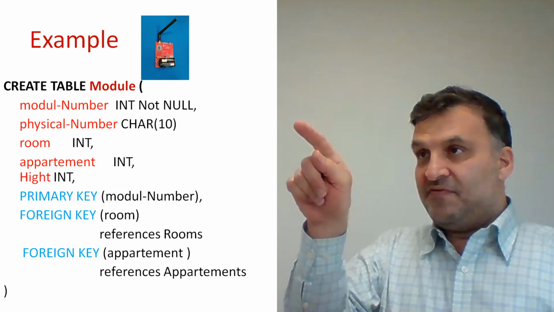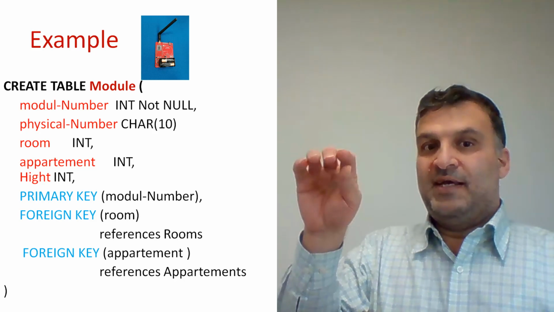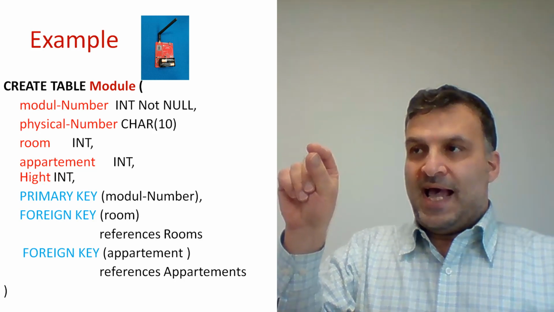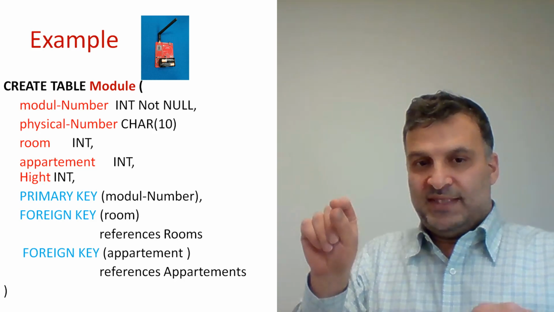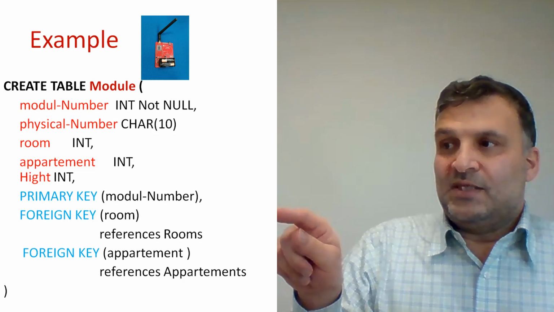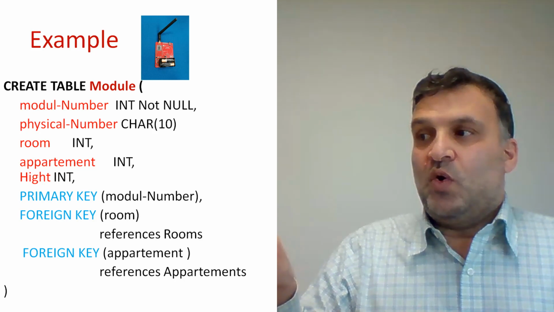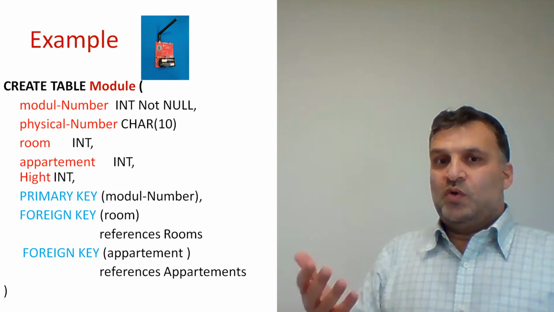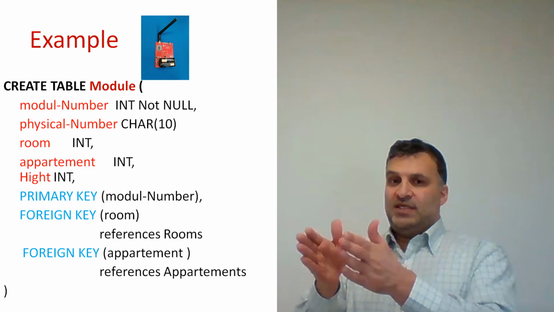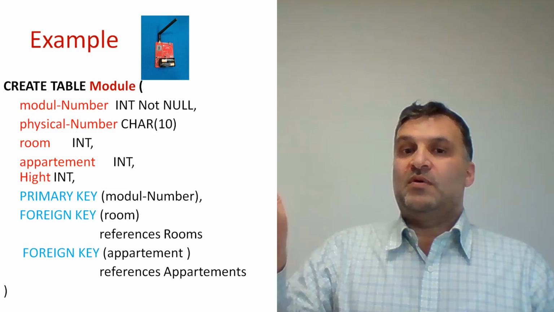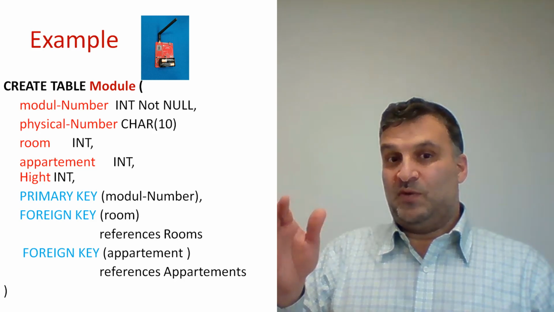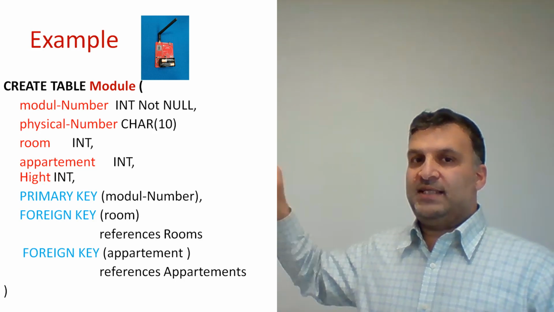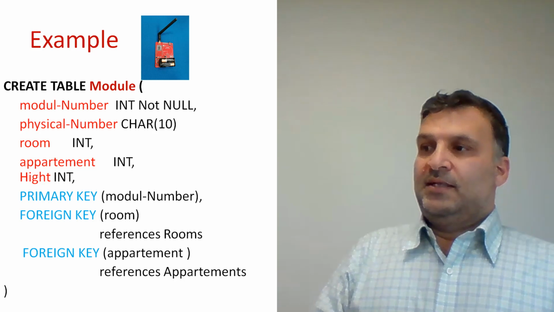Here we have an attribute. We have a column. The name of this column is apartment, and the name apartment is related, as we see in the bottom, to a table that we call apartments. So it is the reference. If we want to know where this module is fixed, we know that it is fixed in apartment number 3, for example. But if you want more details about apartment number 3, we should go to that table.